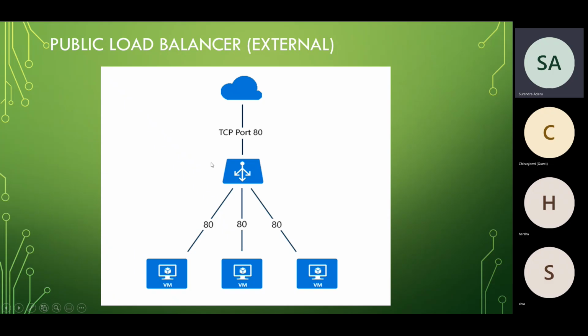So the middle component is your load balancer. The top one is your internet. If the HTTP traffic lands at your load balancer, it segregates the traffic between the available virtual machines. Nothing to worry.